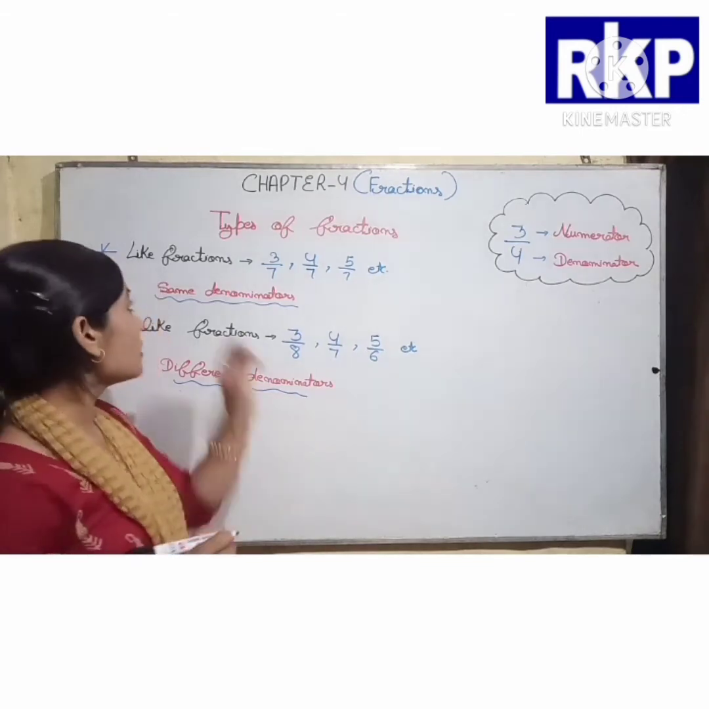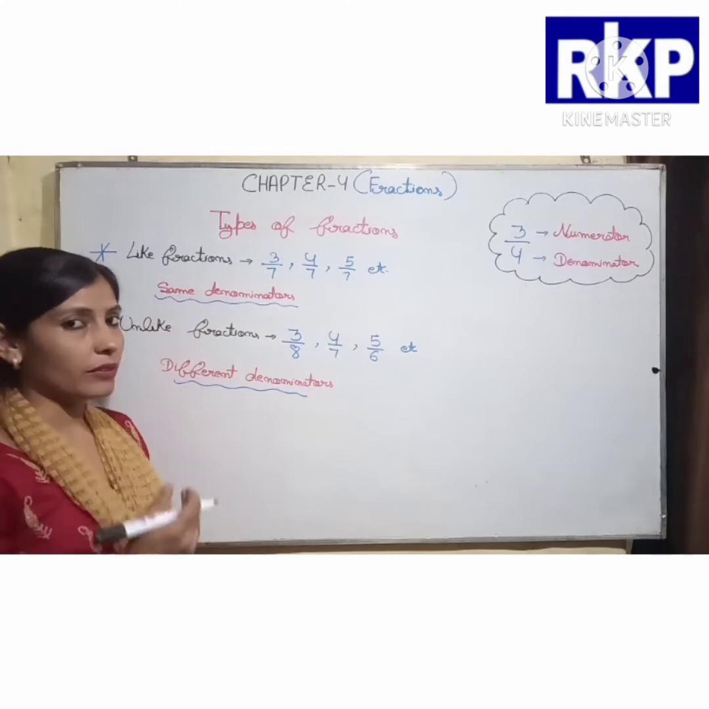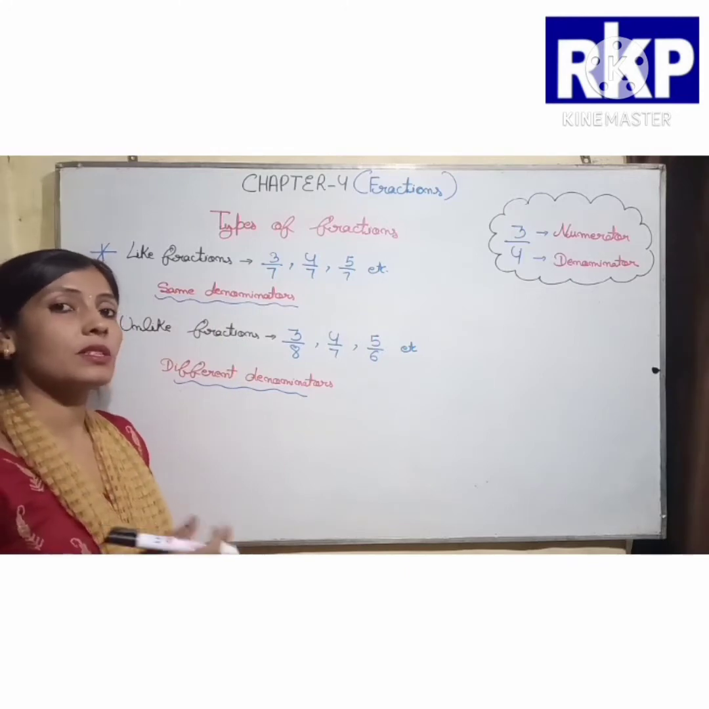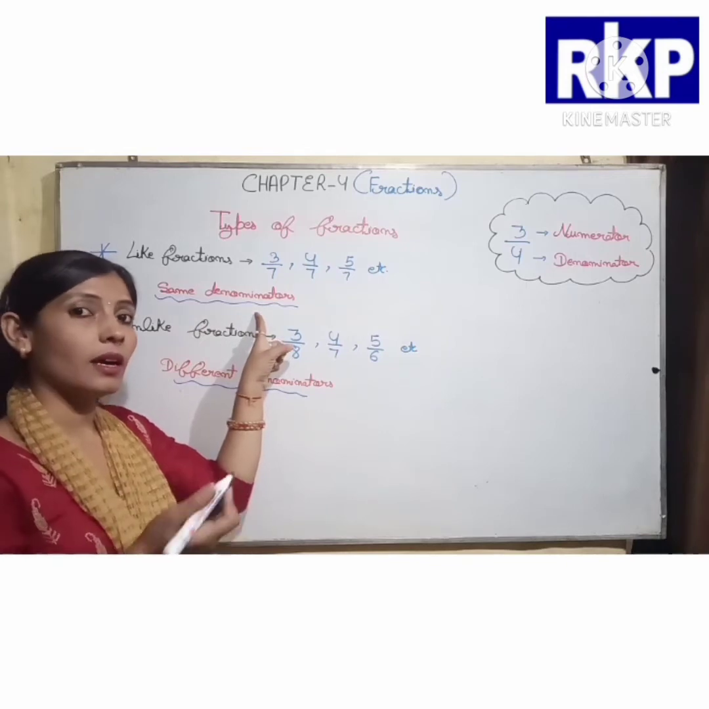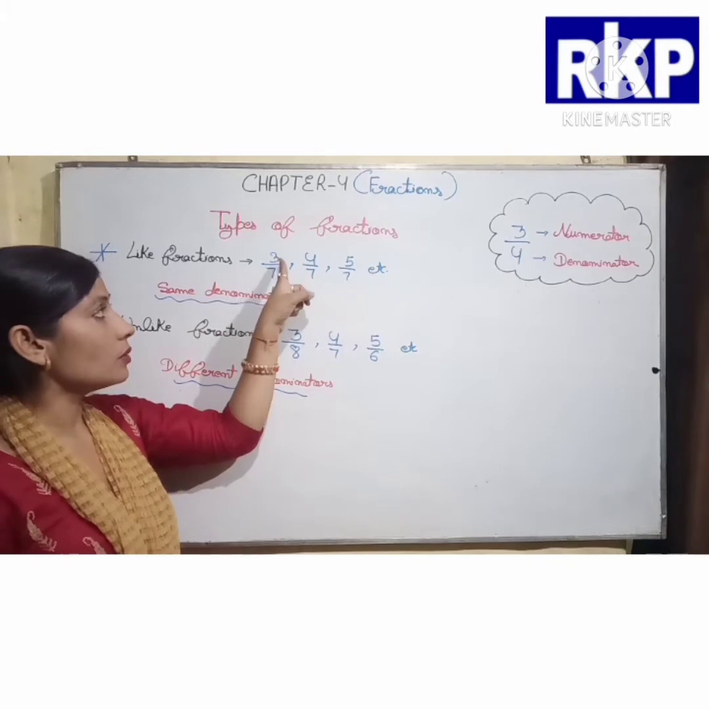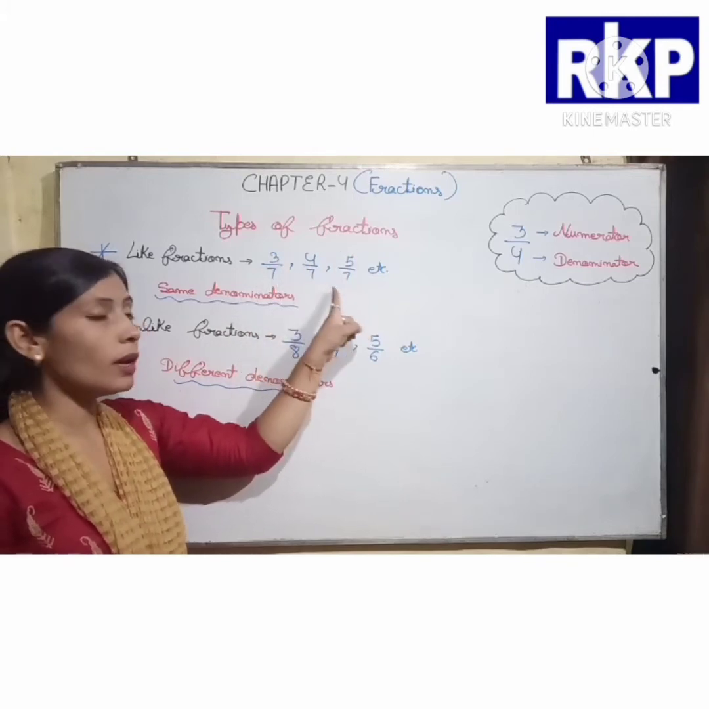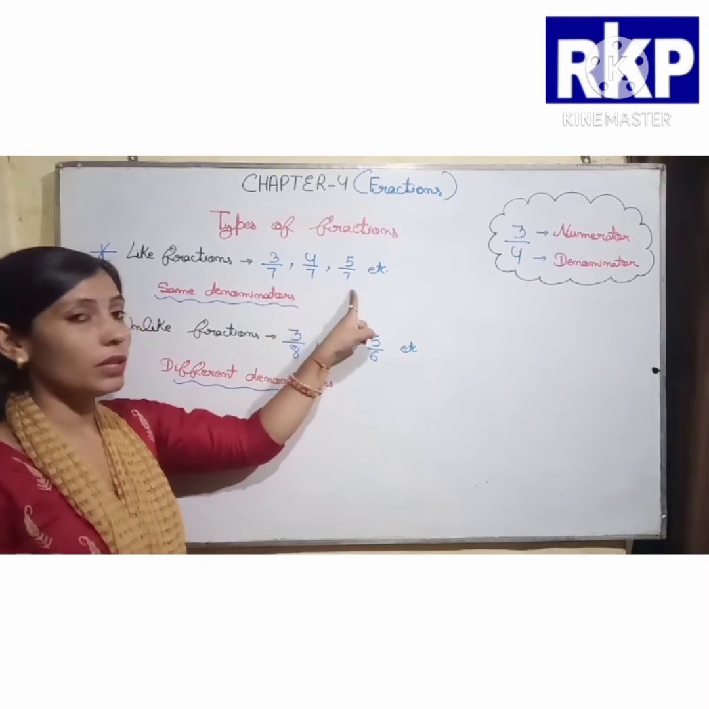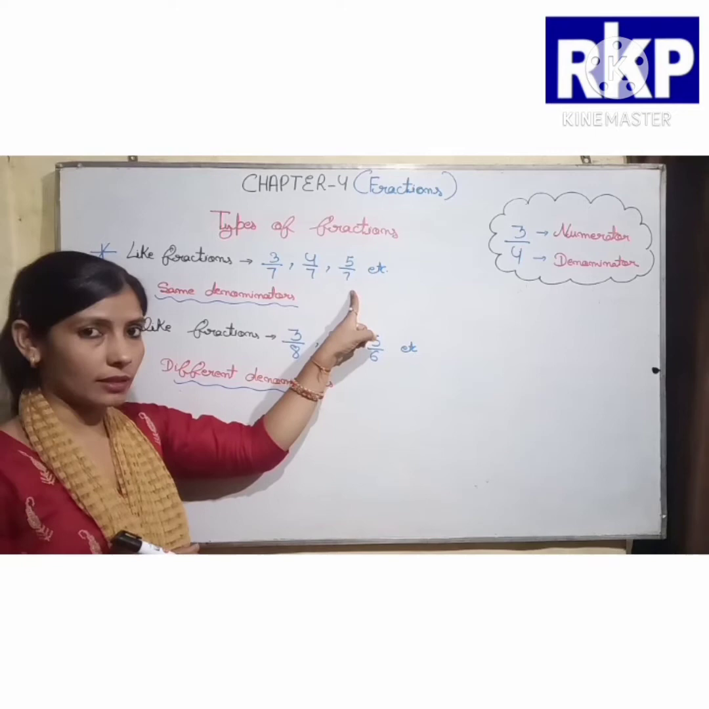Now next is like fractions. What is the definition of like fractions? The fractions which are having same denominators, that are called like fractions. Here you can see we have 3 by 7, 4 by 7, 5 by 7, and these all are having same denominator. Okay, so these are like fractions.